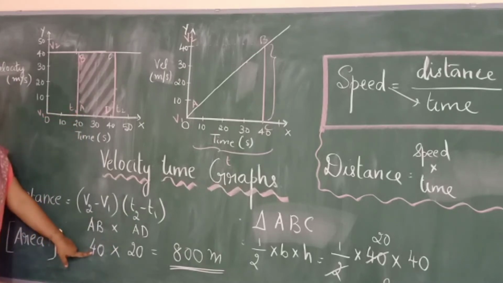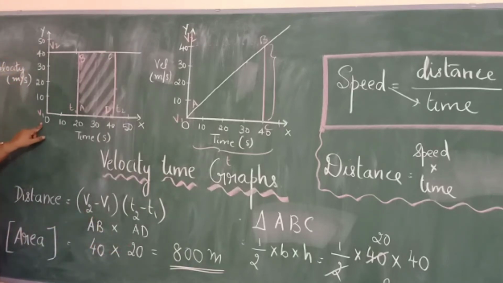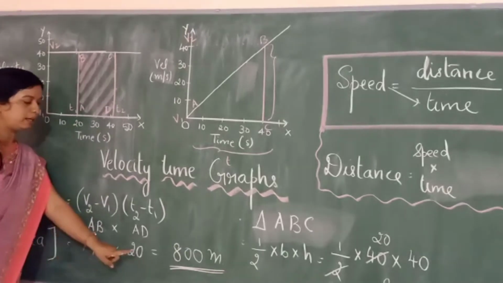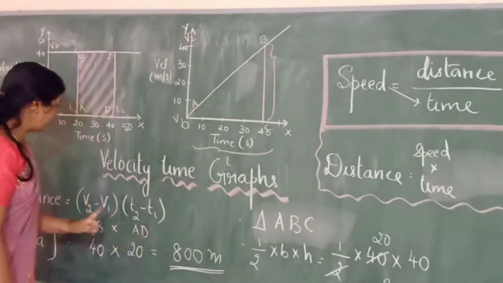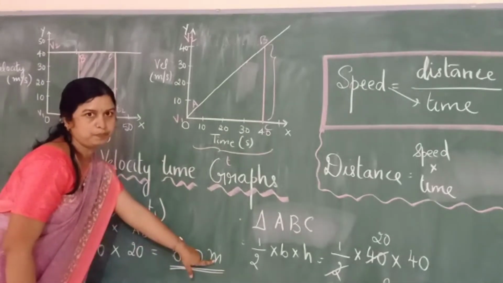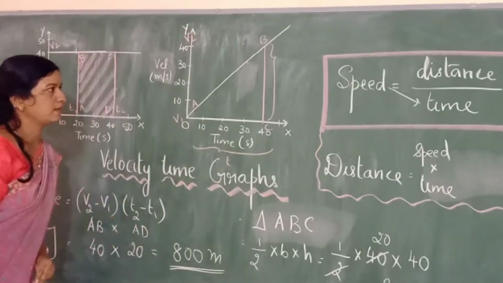When you substitute the values, you get 40 into 20. 40 minus 0 is 40, and 40 minus 20 is 20. So 40 into 20, you get 800. Since we are calculating the distance, the unit will be meters. So this is a rectangle, and you get the distance as 800 meters.